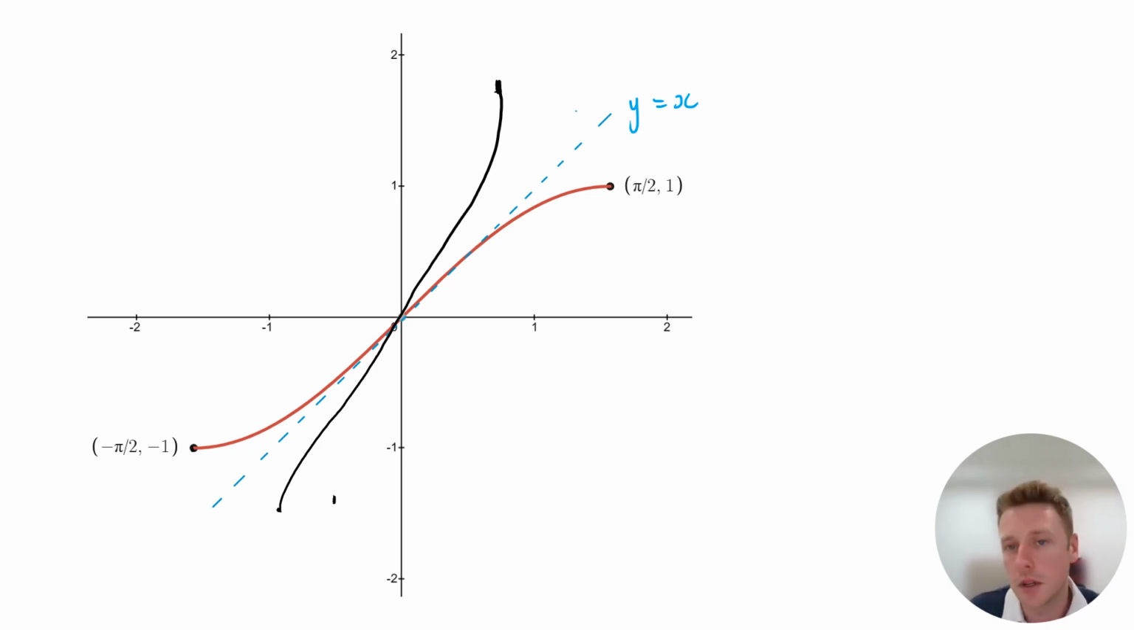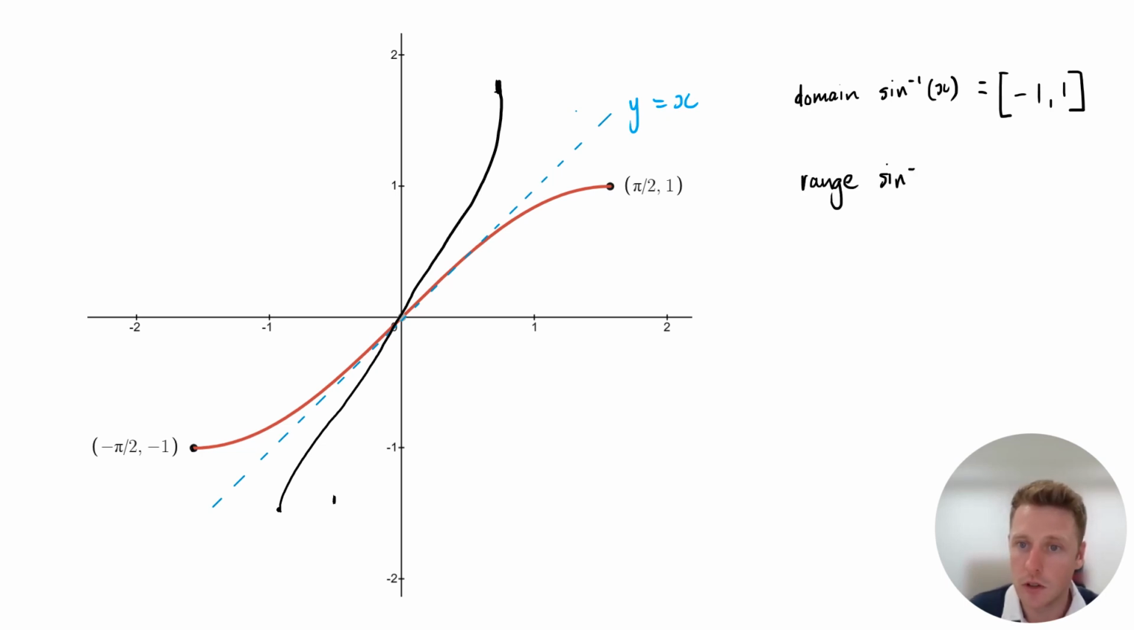It's not perfect, but we can say as well that the domain of sine inverse of x, remember when you find the inverse of a function, the domain and range swap. So the domain, and we can even see it here, is going to be from -1 inclusive to 1 inclusive. And the range of what we call sine inverse of x is the domain of the original, which is -pi on 2 to pi on 2 inclusive.